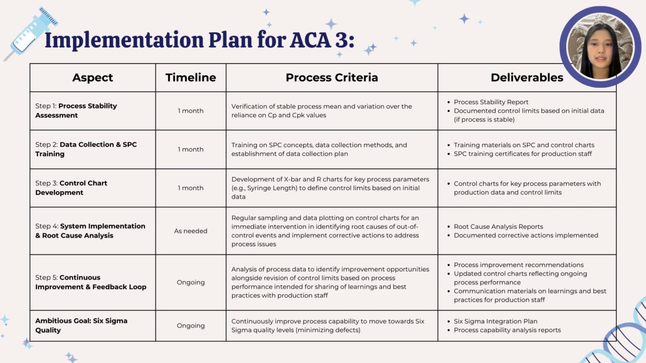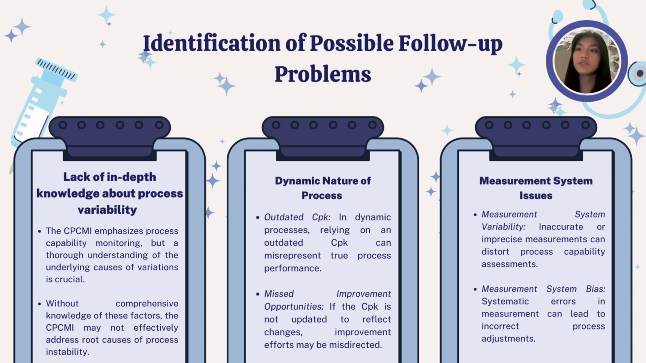control limit adjustments. And lastly, the step embodies the long-term ambitious goal of achieving a 6 sigma quality, which signifies an incredibly low defect rate. This ongoing process involves continuously refining the process capability to inch closer to this ideal state. An integration plan outlining the steps towards 6 sigma will be developed, and process capability analysis reports will track progress towards this ambitious goal.